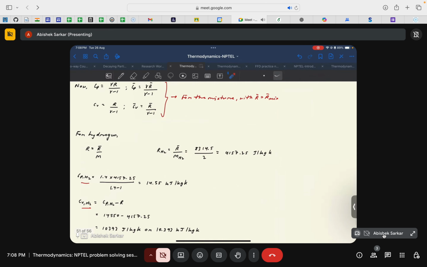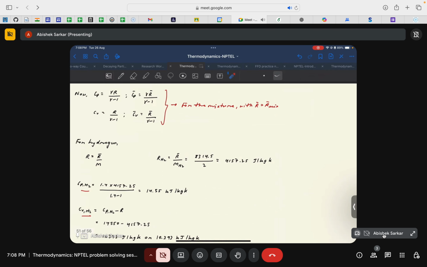Now for hydrogen, if you want to use this relation, then you need to find the specific gas constant for hydrogen. We know R would be R bar by M, where M is the molecular weight. So for hydrogen it would be R bar by the molecular weight of hydrogen, or 8314.5 divided by 2, or 4157.25 joule per kg Kelvin.